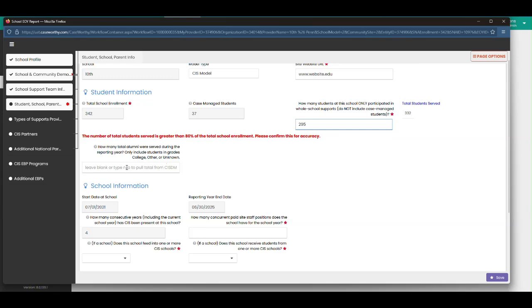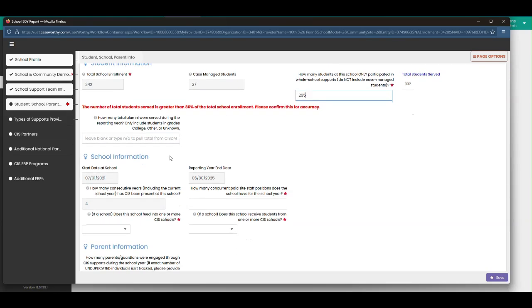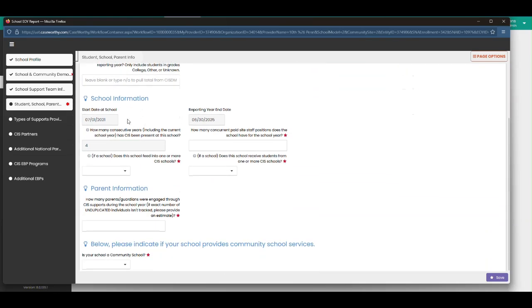How many total alumni were served during the reporting year? Include only students in grades college, other, or unknown. So I don't believe that we are serving any alumni right now, but in a future year, if you do have supports that are engaging students who graduated this year in the following school year, you might have a number there. But if you don't have any alumni engagement, most of us don't, we can just leave it as blank or as NA.